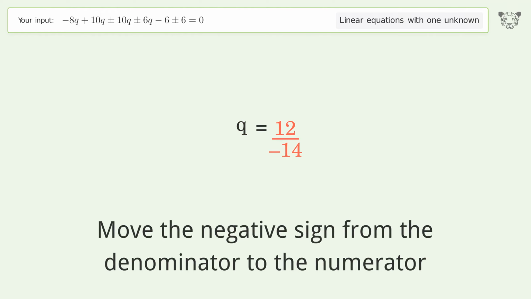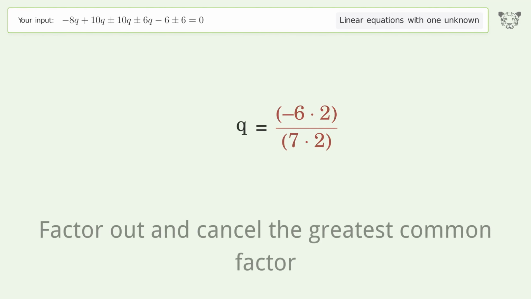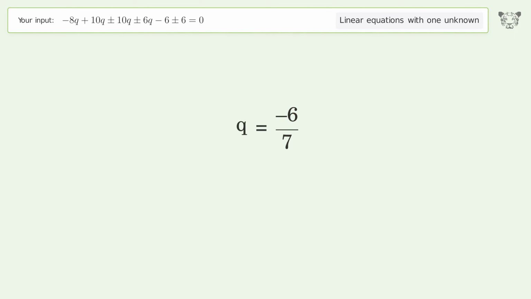Move the negative sign from the denominator to the numerator. Find the greatest common factor of the numerator and denominator. Factor out and cancel the greatest common factor. And so the final result is q equals -6/7.